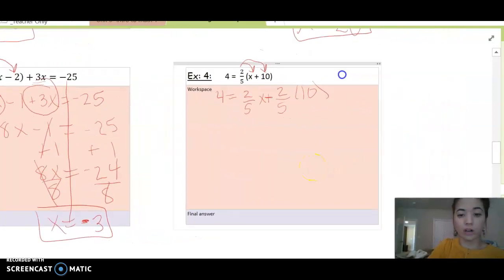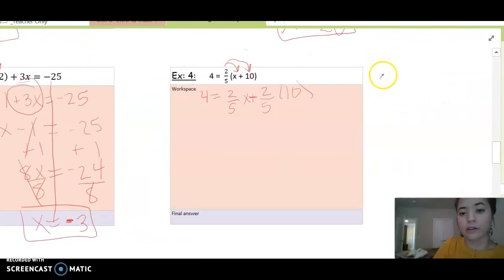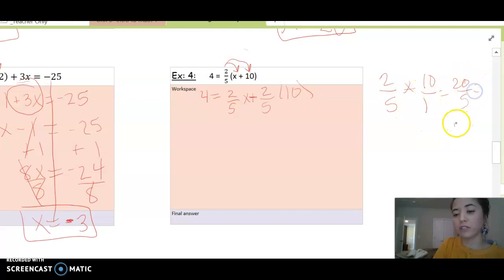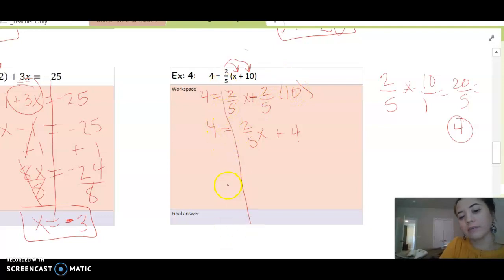Now, I'm going to work on that just off over here in the white. So when we are multiplying, underneath that 10, I can imagine there is a 1 there. And now I can easily multiply across. 2 times 10 is 20. 5 times 1 is 5. 20 divided by 5 gives me 4. So I'm going to rewrite this as 2/5 x plus 4. So again, we do 2 times 10, which is 20, and then divide that by 5. Draw the line on our equal sign. And now we can solve.